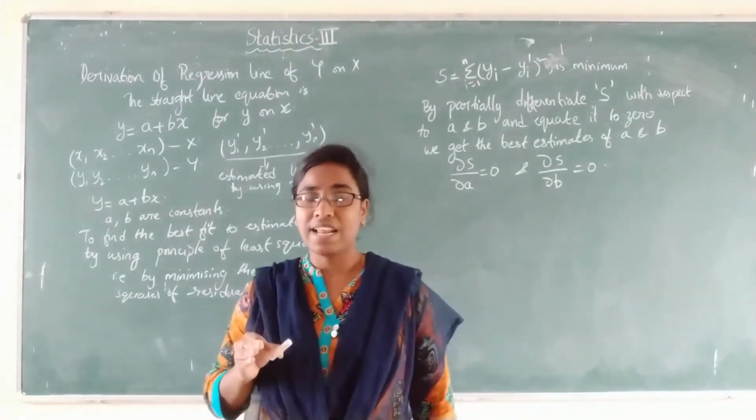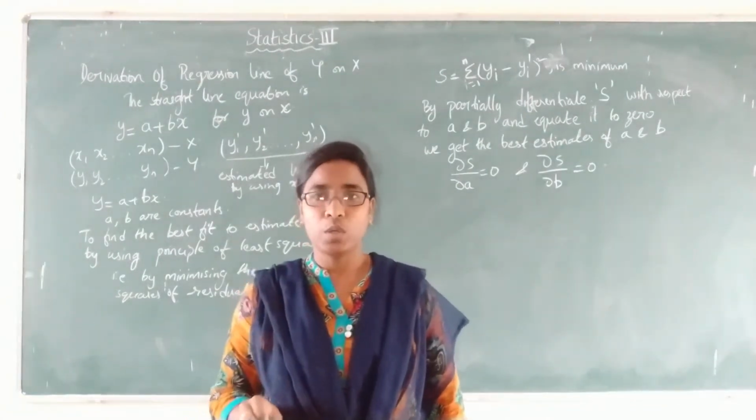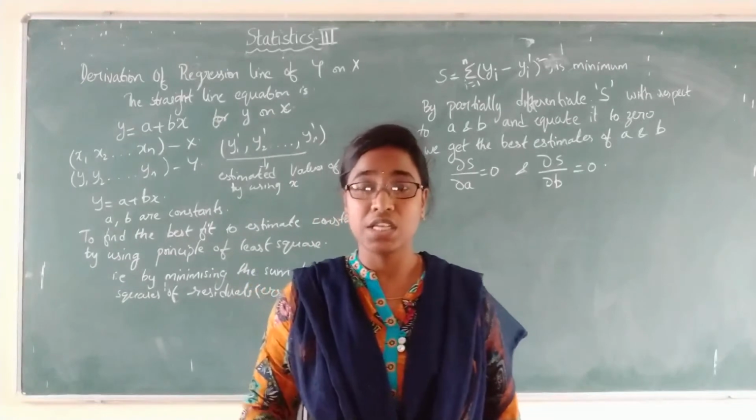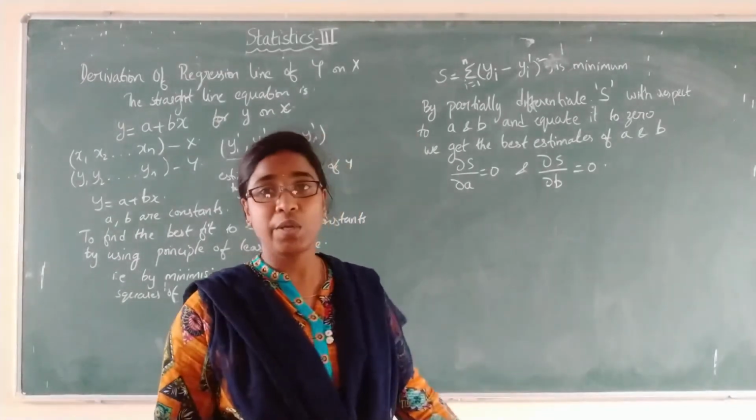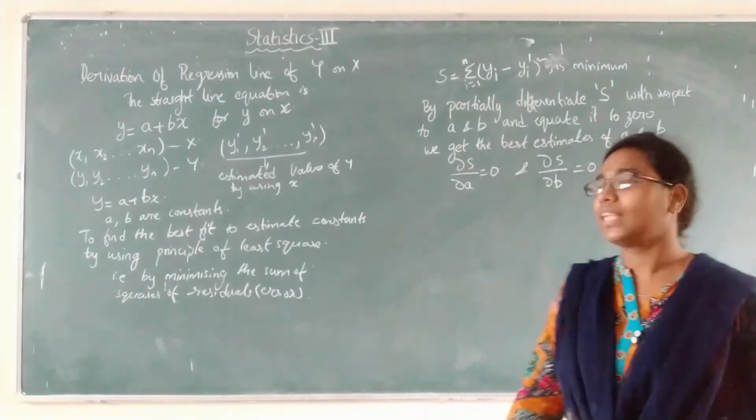So in the last class, I gave a formula for b y on x. What is b y on x? r into sigma y by sigma x. So now we will find the b value, that is b equals r into sigma y by sigma x. I have to get that answer.